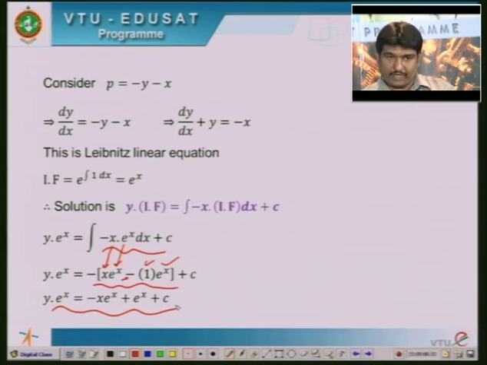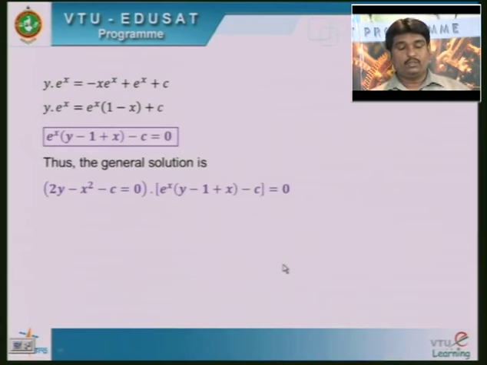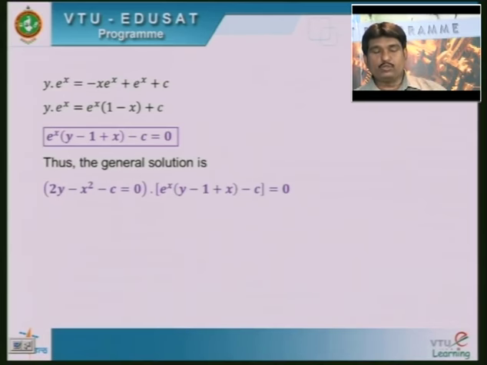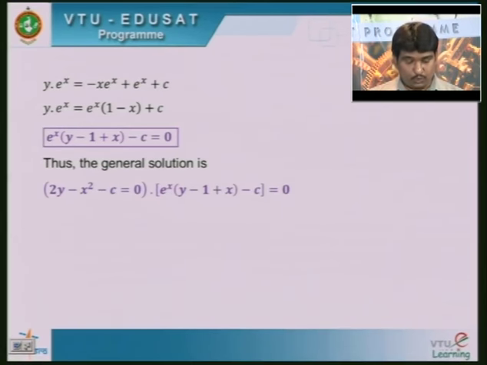y into e to the power of x equals minus x into e to the power of x plus e to the power of x plus c. Simplify this to get e to the power of x into (y minus 1 plus x) minus c equal to 0. Therefore, general solution is product of these two solutions: (2y minus x square minus c) equals 0 into e to the power of x into (y minus 1 plus x) minus c equals 0.